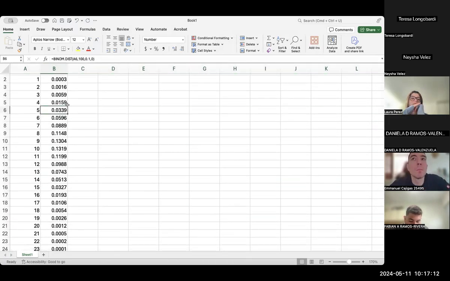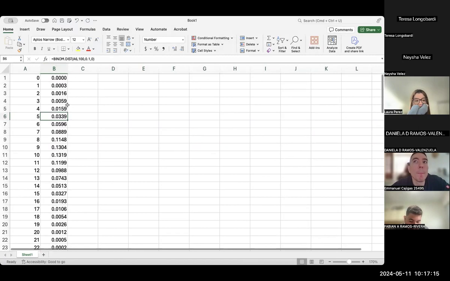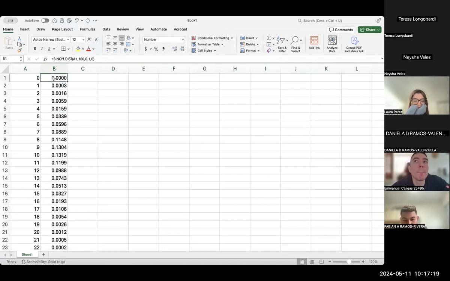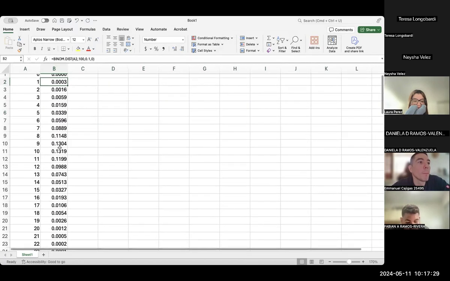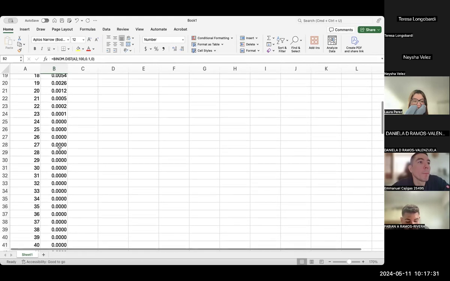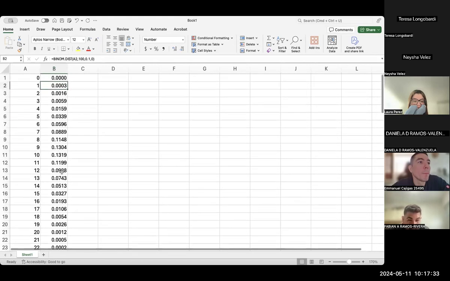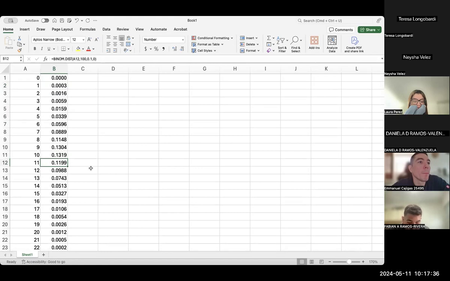So what was this? This was the probability of having an umbrella on a rainy day being 10%. The chance that one person has an umbrella is very small. It goes up. The highest it will be is 11 people having an umbrella on a rainy day, with 12% chance. And then it just goes down.